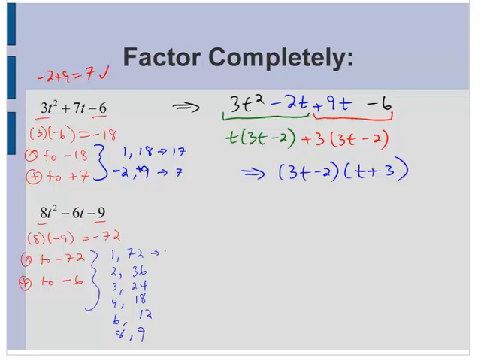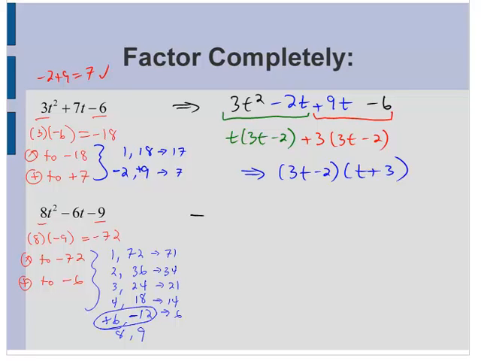1 and 72 go to 71, 34, 21, 14, 6. I'll stop there. That's the pair that I want. 6 and 12 have a difference of 6. Now let's get the sign right. I would need a +6 and a -12 to get to -6. So that's the pair that I want.